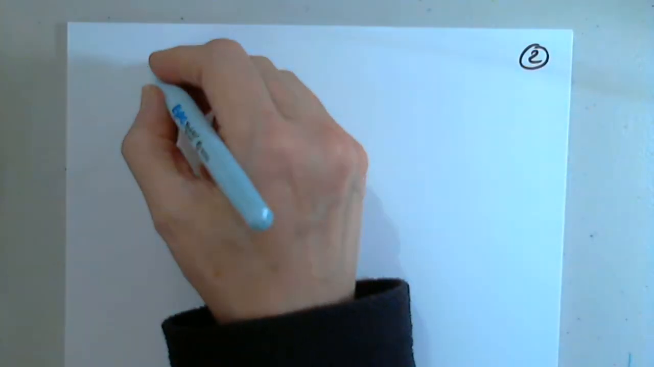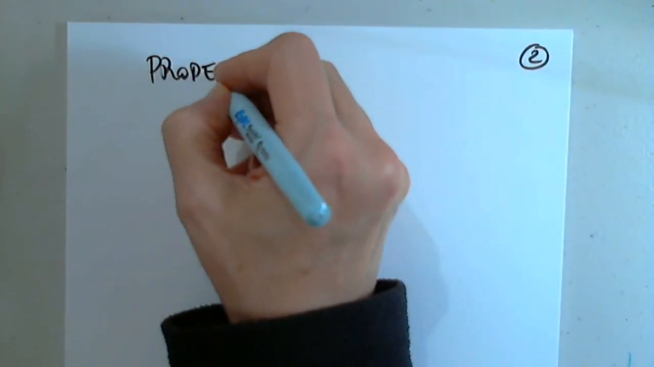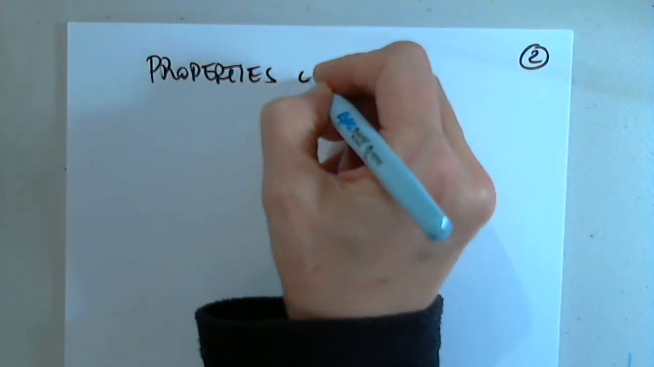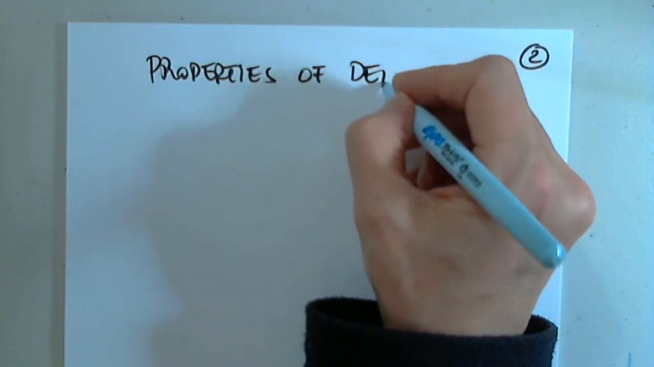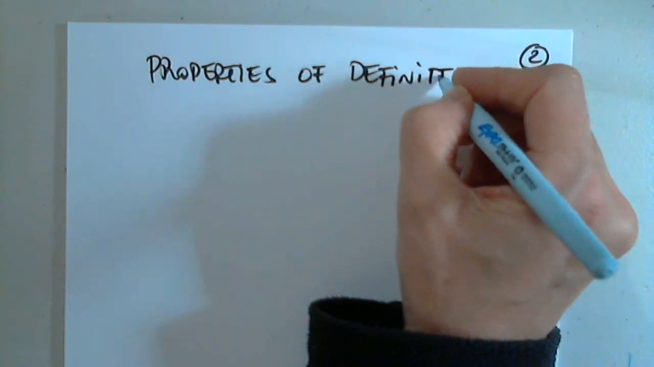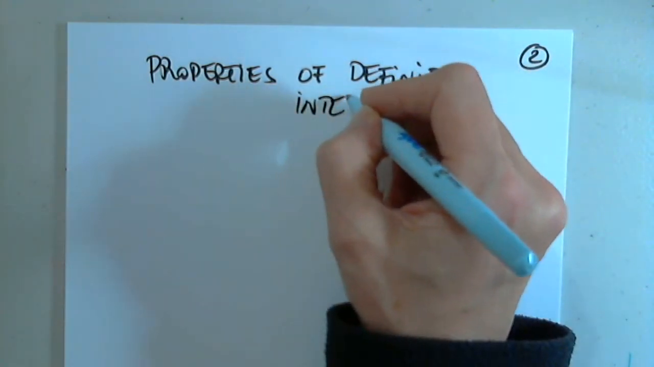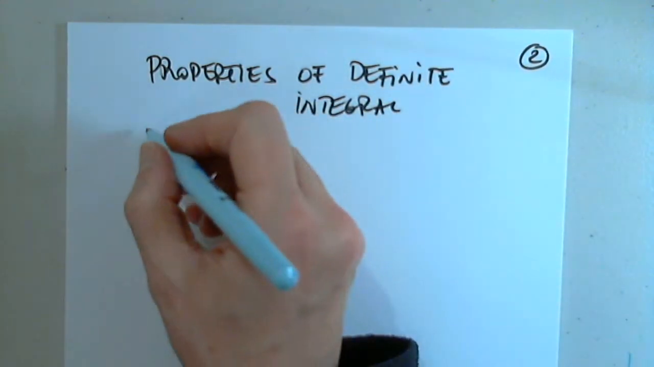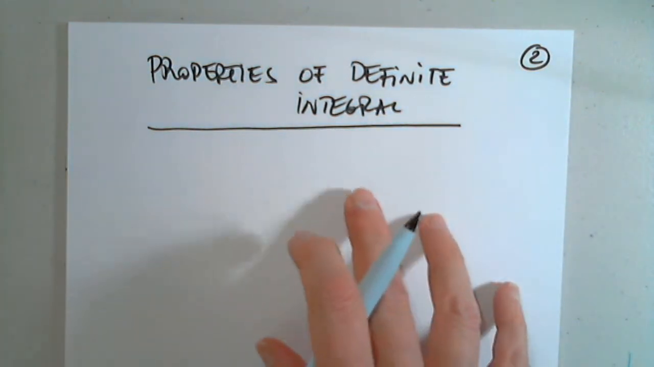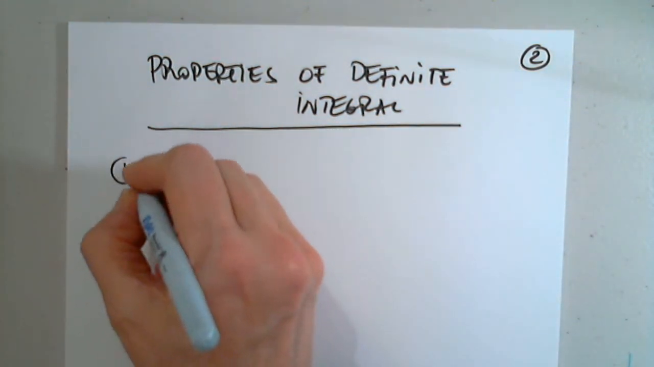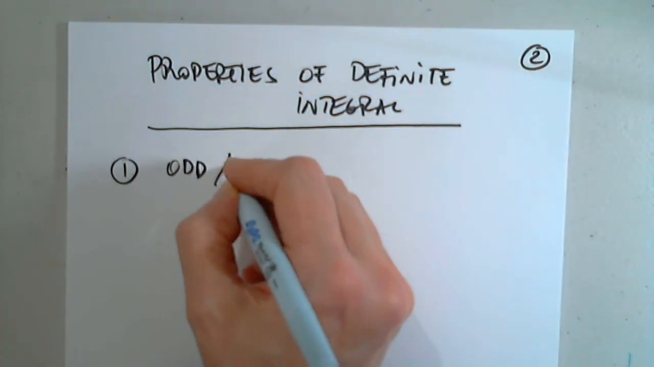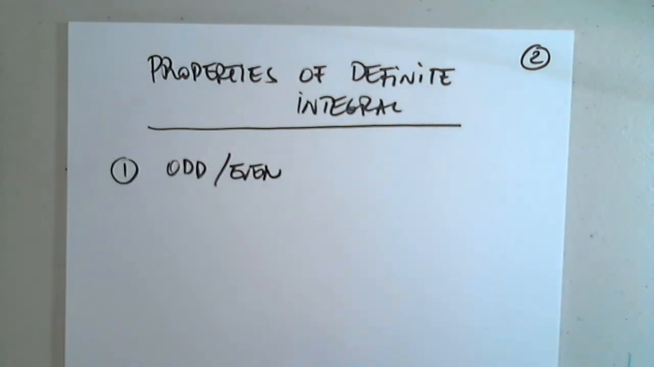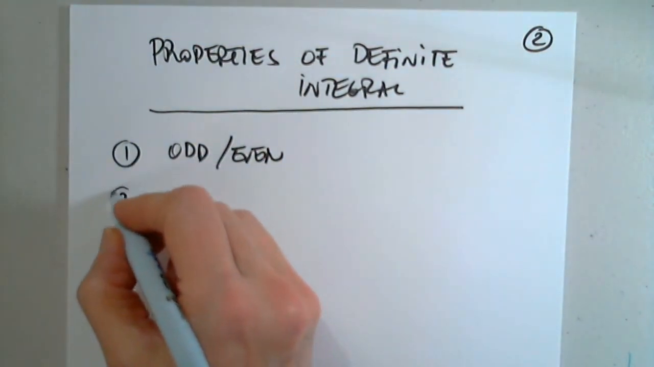Okay, in that case, I would like to go back and list properties of definite integral. We do have one already for the odd even. We already listed that. Number 2.